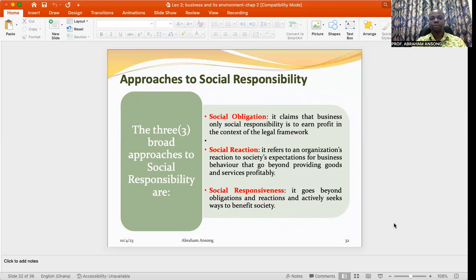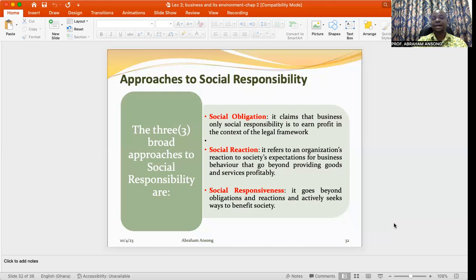Okay. Then we have these three approaches to corporate social responsibility, approaches that some companies adopt. So some companies go by social obligation. All right, so it claims that business's only responsibility is to earn profit in the context of the legal framework. So those that go by social obligation, they don't think they have any other thing to do for a country or their community. They feel that once they have been able to produce some product or create a service that is helping society and making some profit within the requirements of the law, they are socially responsible. And that is acceptable given the pyramid that we've seen.